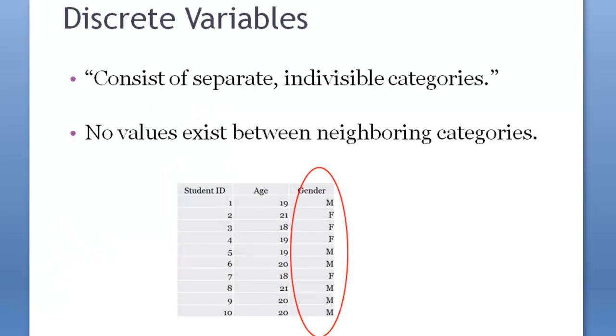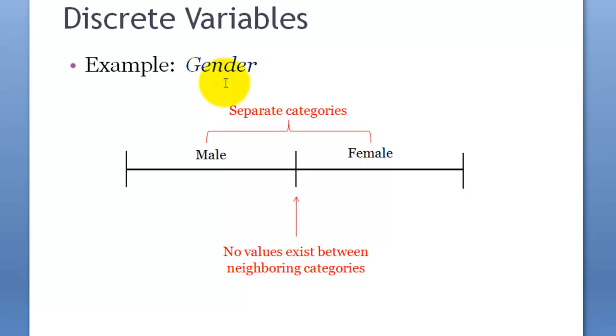Okay. So what's a discrete variable? Discrete is like male, female. It's either male or female, and you can't have in-between values. There's nothing in between. It's either male or female. You can't have transsexual, bisexual, I don't know.